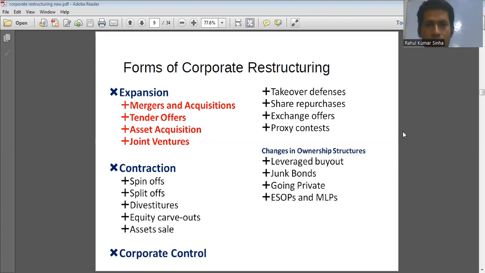This is the third way of corporate restructuring: takeover defenses, share repurchase, exchange offer, proxy contest, and change in ownership structure, leveraged buyout, junk bonds, going private, employee stock option plans. So you see the forms of corporate restructuring. Restructuring does not always mean expansion. Many times you go for restructuring for the contraction of the operations of the company, and for corporate control and change in ownership structure. So let us see one by one.